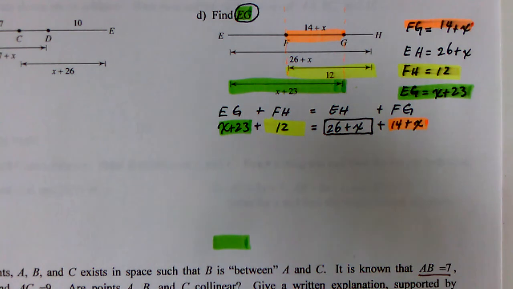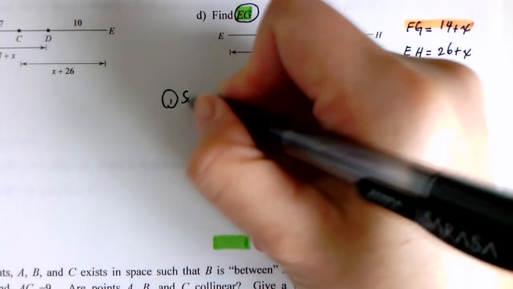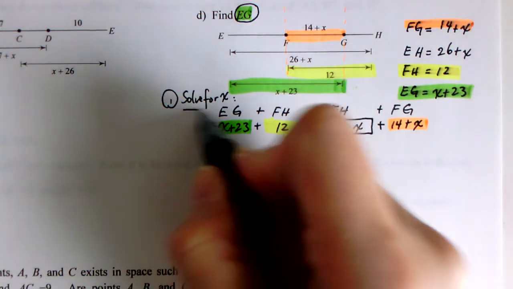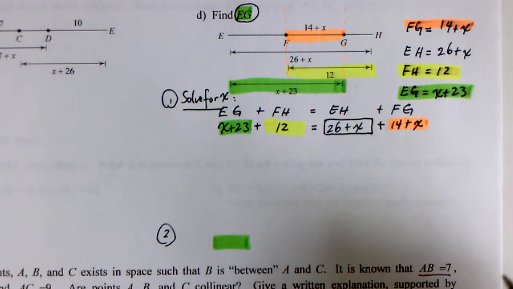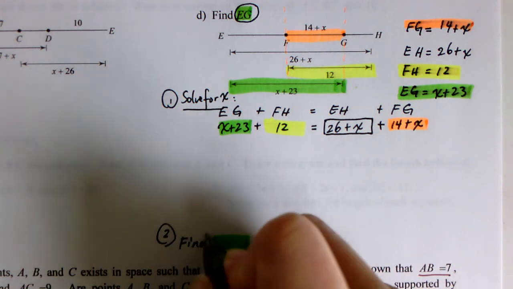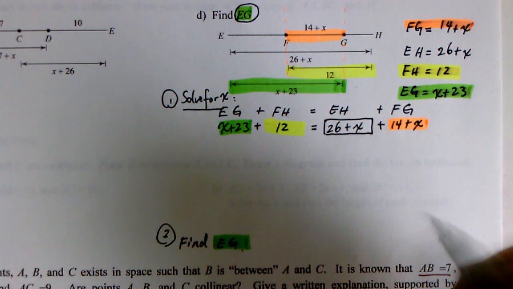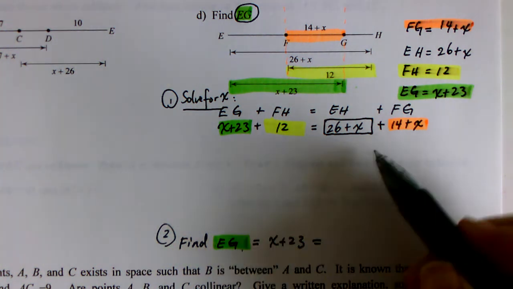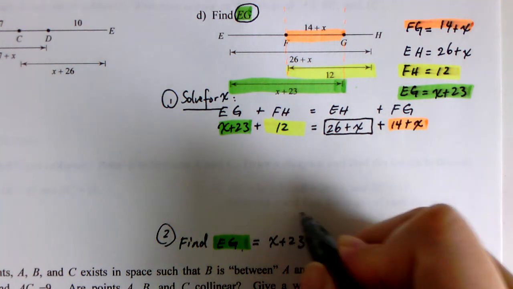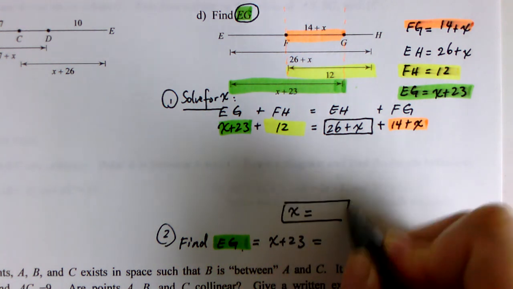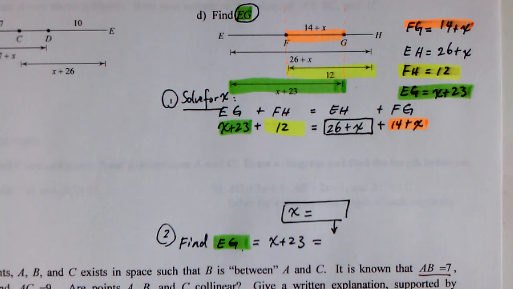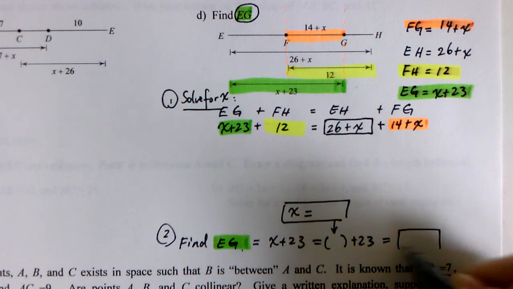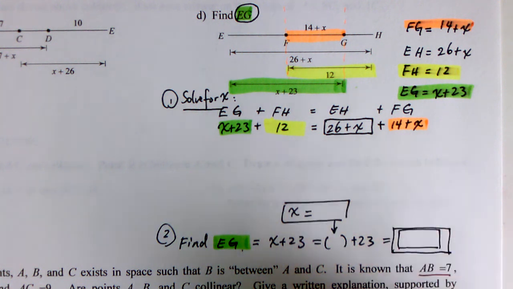Please make sure that not only do you, step number 1, solve for X by setting up the equation, but step 2, you find what the question is asking for, which is EG. Since EG equals X plus 23, after you find X from the last step, make sure you substitute it into this number, plus 23. You'll be able to get your final answer of what exactly EG is.